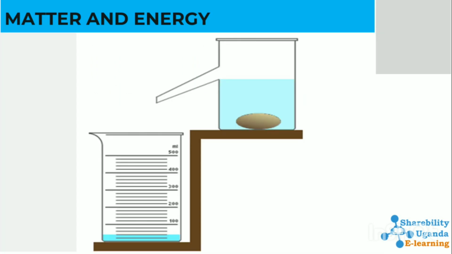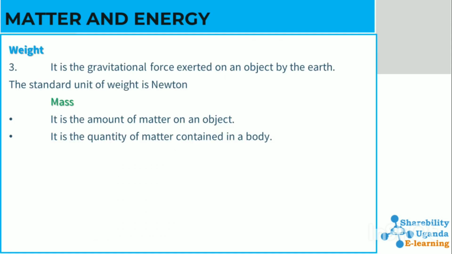This is how the Eureka can looks like, or the measuring can. You can see an irregular object placed into the jar containing water. Then water will flow down into this other cylinder down here that has measurements, or that is calibrated, and the volume that the water takes after it has overflowed into this jar down will be equal to the volume of the irregular object placed in the upper jar.